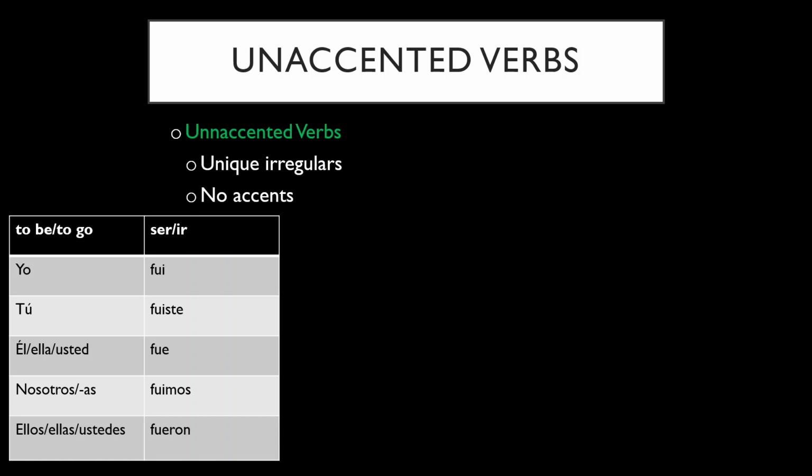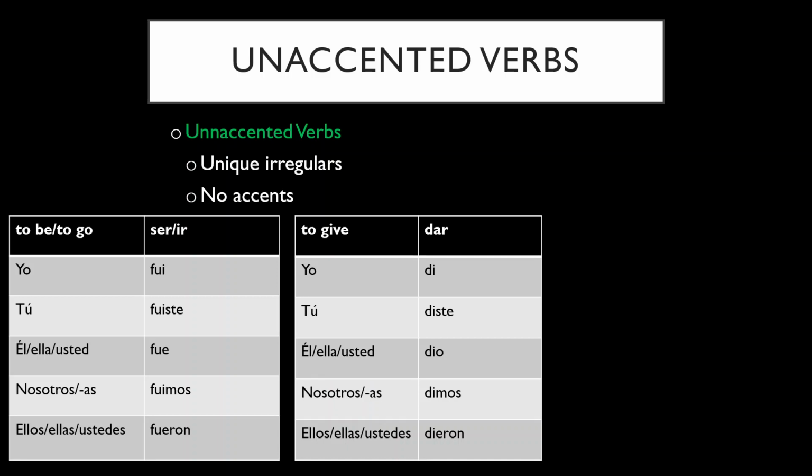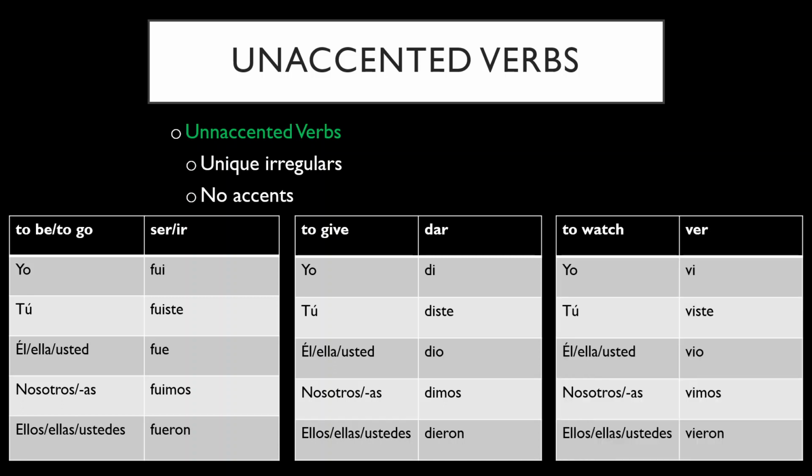Our other two verbs are conjugated as if they were IR verbs but do not have accents. Dar, despite having an AR ending, also ends as if it were an IR verb. It becomes di, diste, dio, dimos, and dieron. Ver conjugates to vi, viste, vio, vimos, and vieron.